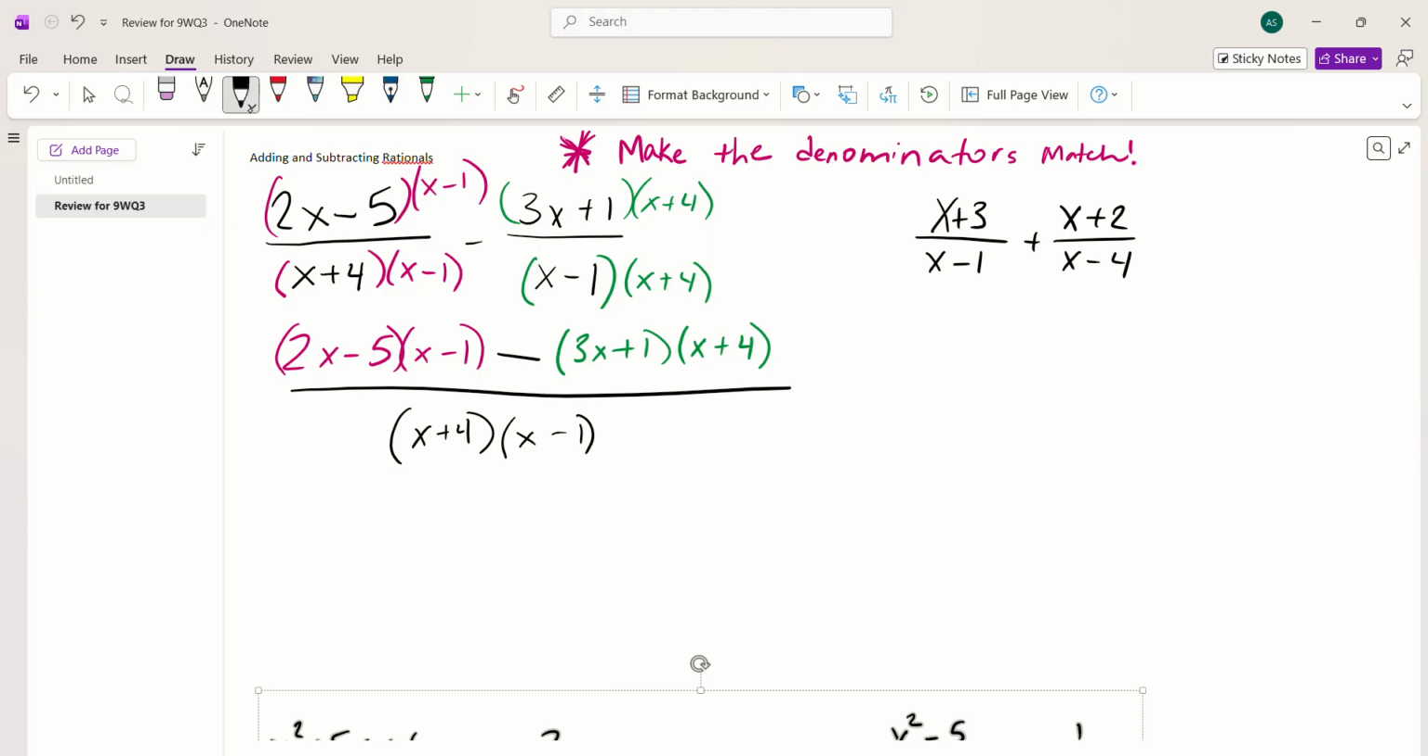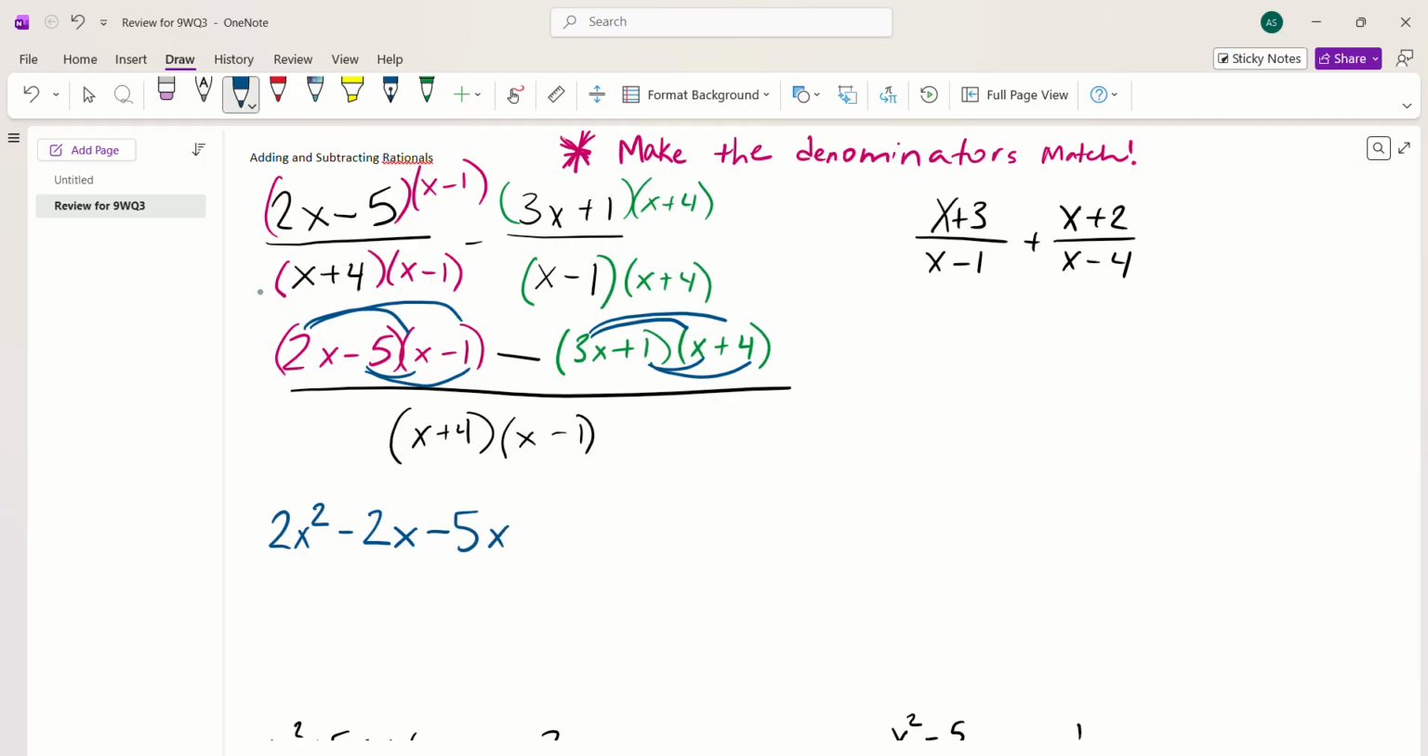From here, you're going to distribute both of these terms. 2x times x is 2x squared. 2x times negative 1 is negative 2x. Negative 5 times x is negative 5x. And negative 5 times negative 1 is positive 5. I'm bringing down that minus sign.